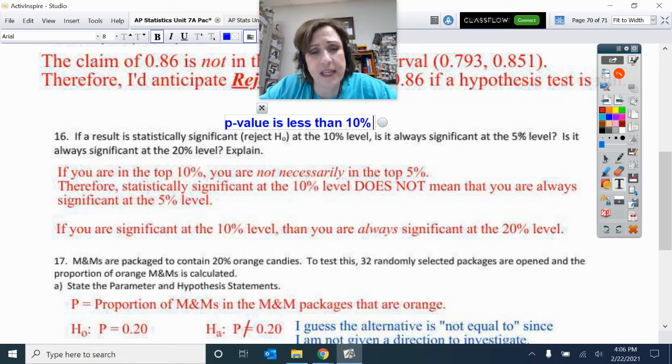Is it always significant at the 5% level? And so then that's a no. Just because you are less than 10% does not necessarily mean you are less than 5%. Just like in your class rank, if you're in the top 10%, you are not necessarily in the top 5%. Okay? So, is it always significant at the 20% level? Well, in that case, yes. If you are significant at the 10% level, if you have a p-value that is less than 10%, then you would always have a p-value that is less than 20%.